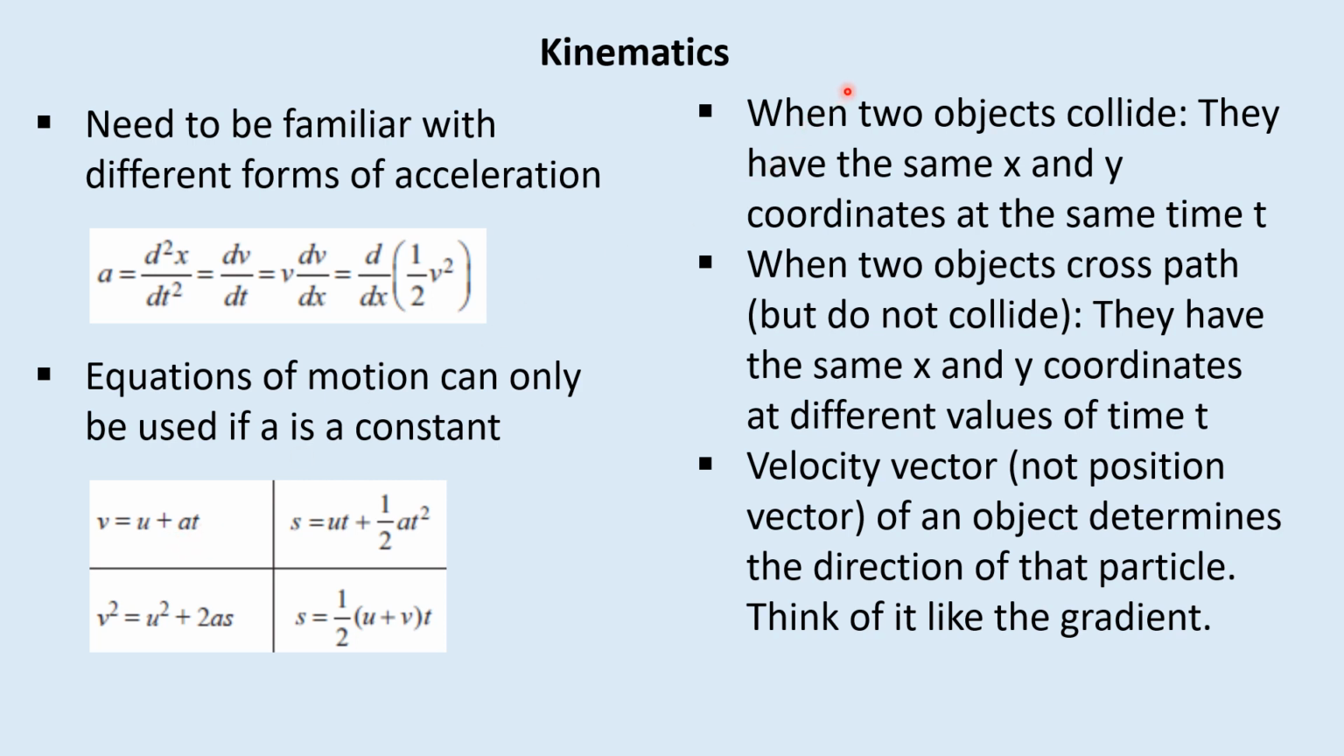When you've got two objects, and you want to work out where they collide, you need to check whether they have the same x and y coordinates at the same time. Crossing paths is a little bit different, okay? Two objects could cross paths but not collide. When they cross paths and do not collide, they have the same x and y coordinates, but these occur at different times.